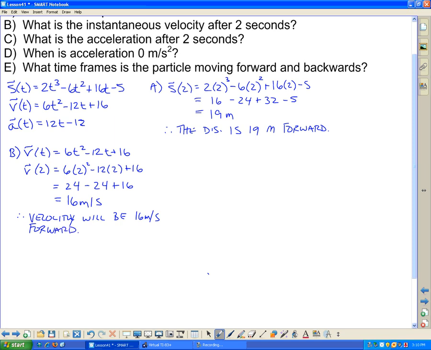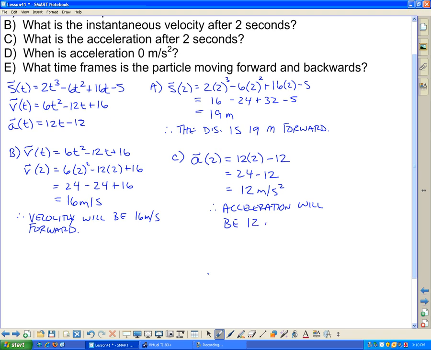C part, what's the acceleration? You start to see that the challenging or the actual calculus part is this right here. Once you've done that, calculus is over. Now it's just interpreting what information they want. So we get 24 minus 12, so we end up with 12 meters per second squared. Therefore, acceleration will be 12 meters per second squared forward.